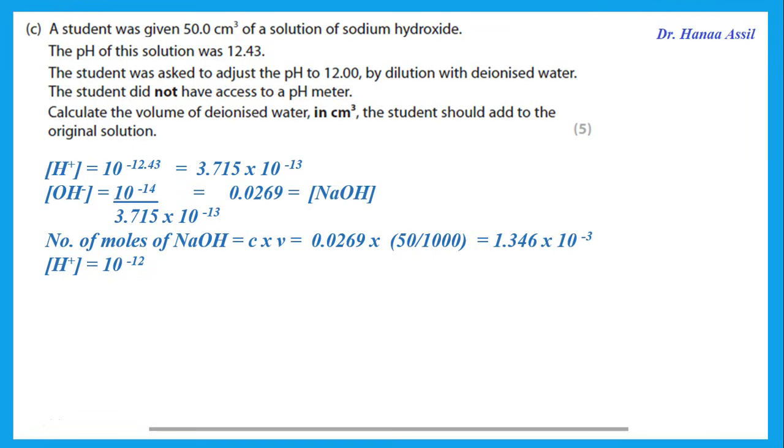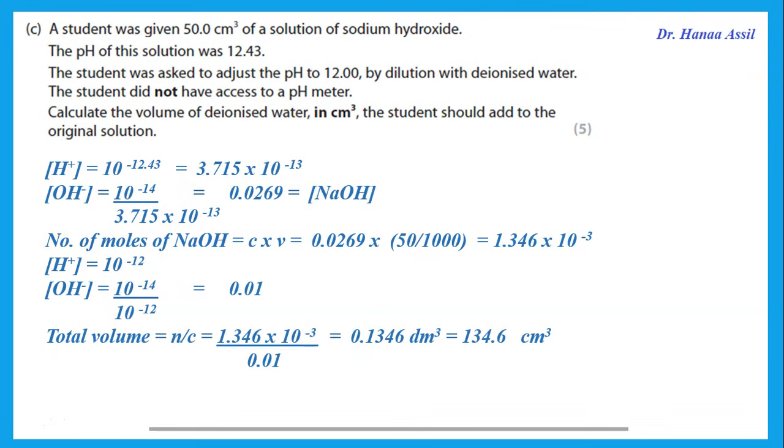Now I want to change it to pH 12. That means I want the concentration of H plus ions to be 10 to the minus 12. And in that case, the concentration of OH minus should be 10 to the minus 14 over 10 to the minus 12. So the concentration of hydroxide ions should be this. And that means the total volume that I need in order to have that concentration is 134.6. Now, we originally had 50. That means I should add 84.6 centimeter cubed of water.